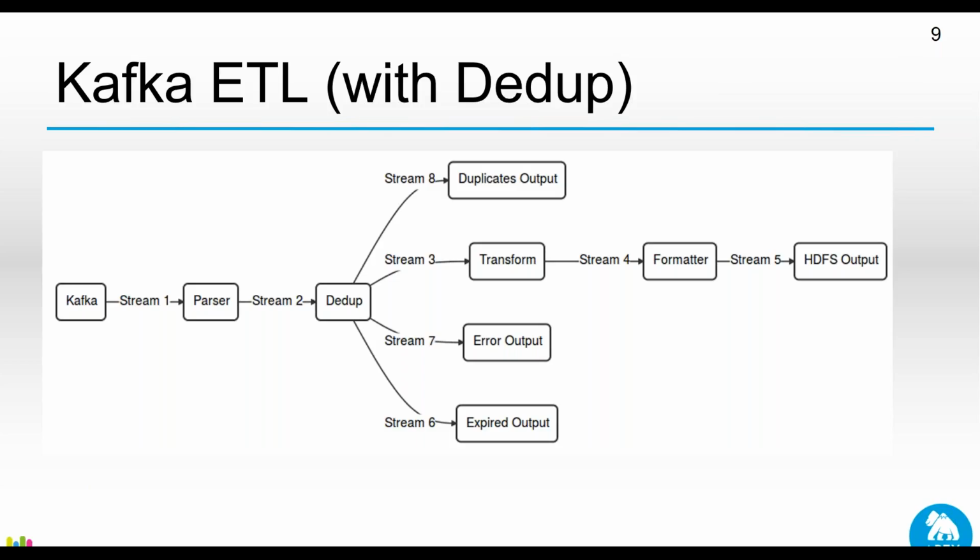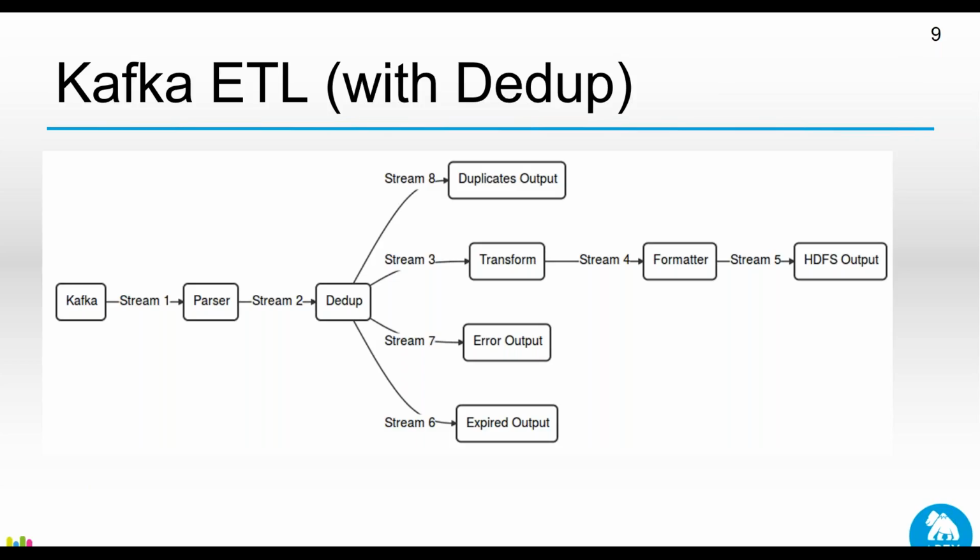So if you look at the dedupe operator closely, there are a few ports over there. So there's a deduplicate output port, which is marked as stream 8. If you look at stream 6, that's the expired output. And then there is an error port which we've added for this particular application.